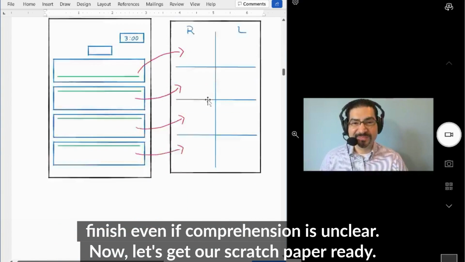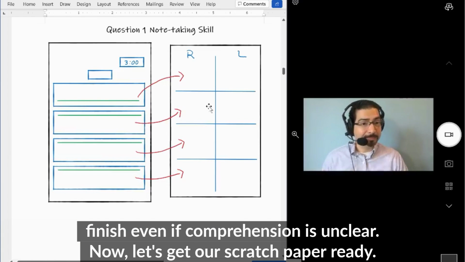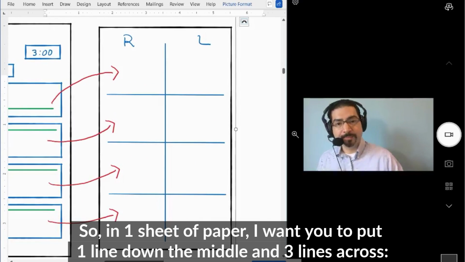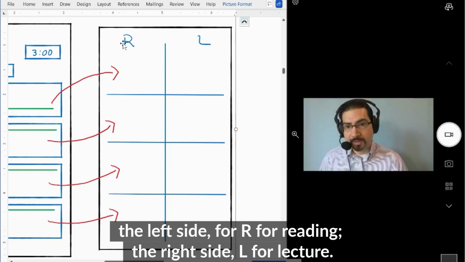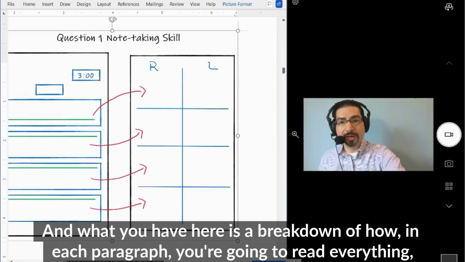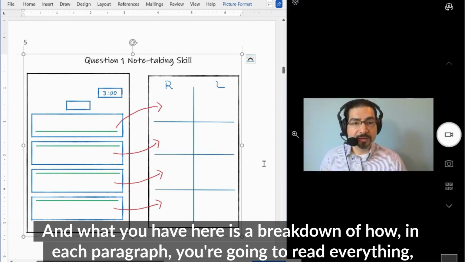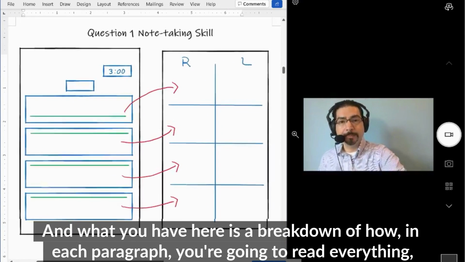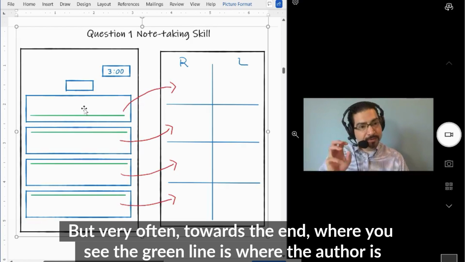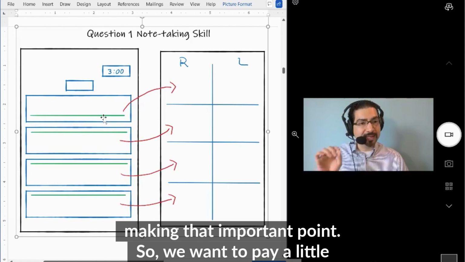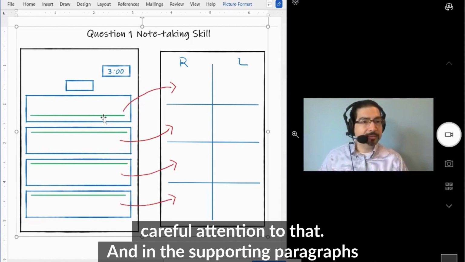Now, let's get our scratch paper ready. On one sheet of paper, I want you to put 1 line down the middle and 3 lines across. The left side is R for reading, the right side is L for lecture. What you have here is a breakdown of how in each paragraph you're going to read everything, but remember that in the introductory paragraph, everything's important, but very often towards the end, where you see the green line, is where the author is making that important point. So we want to pay a little careful attention to that.